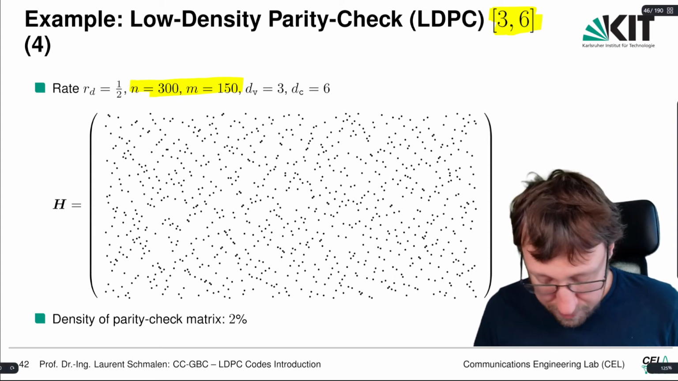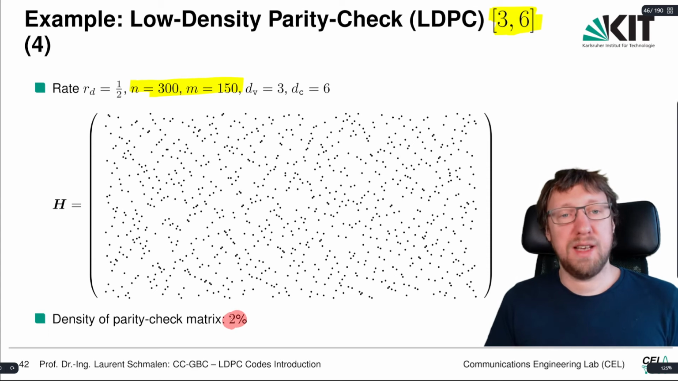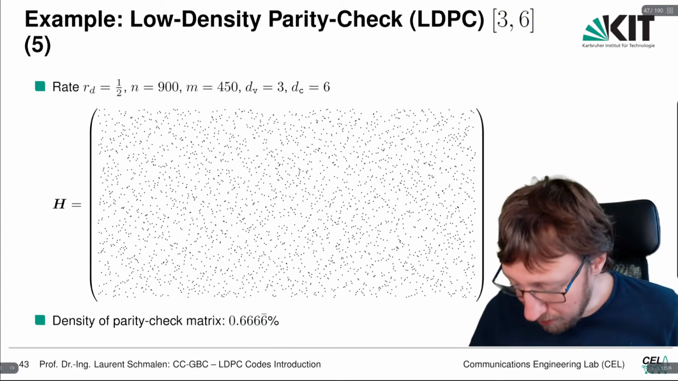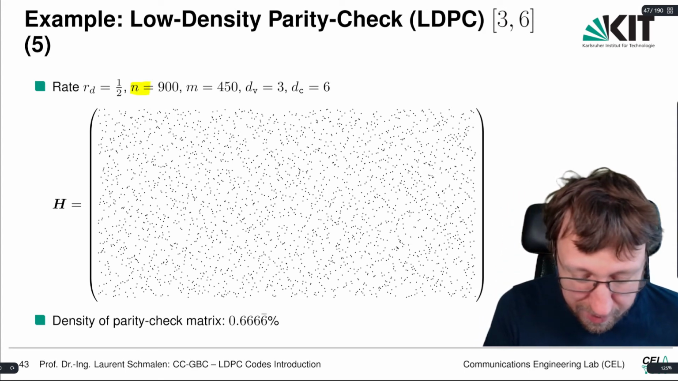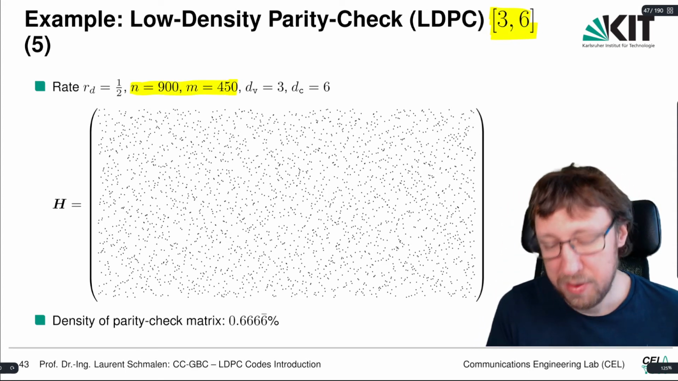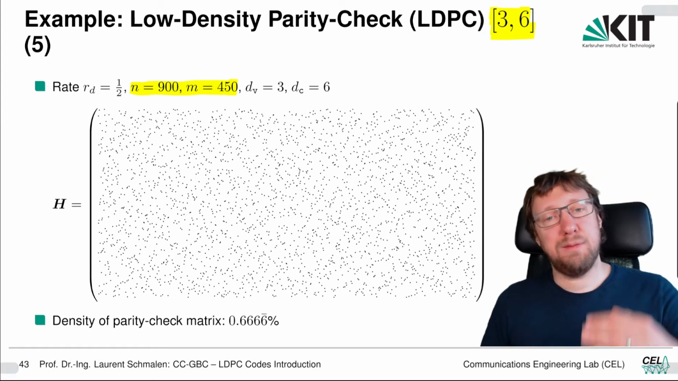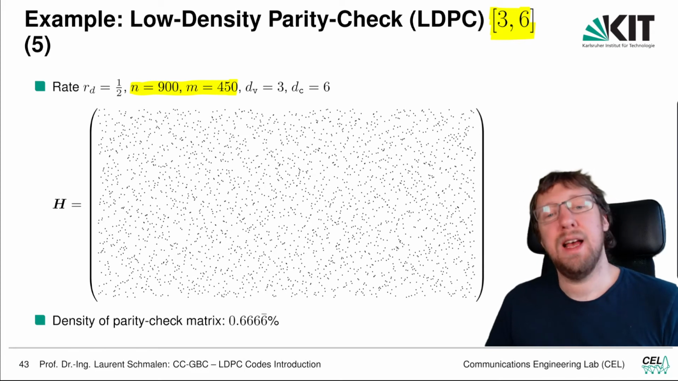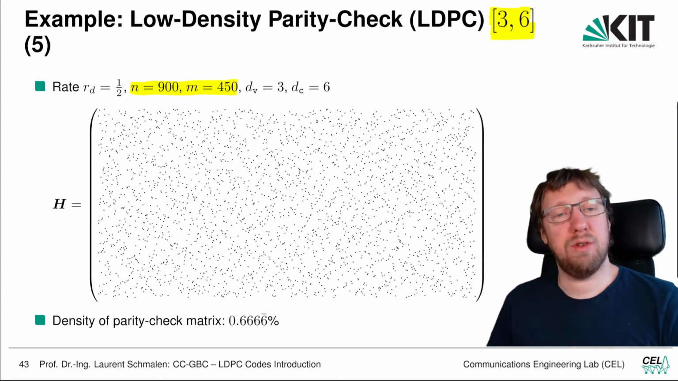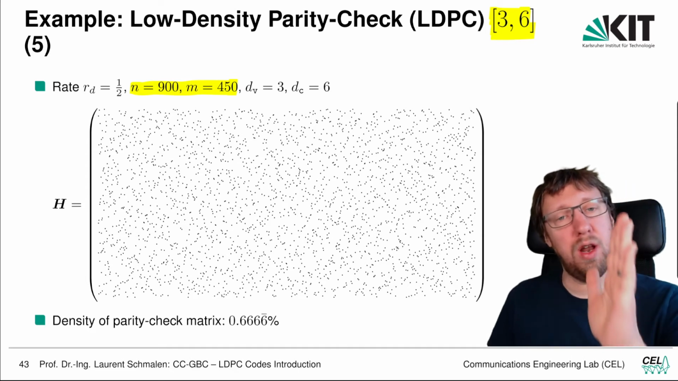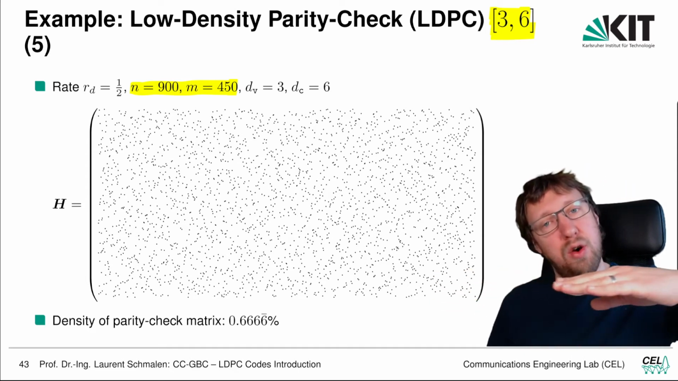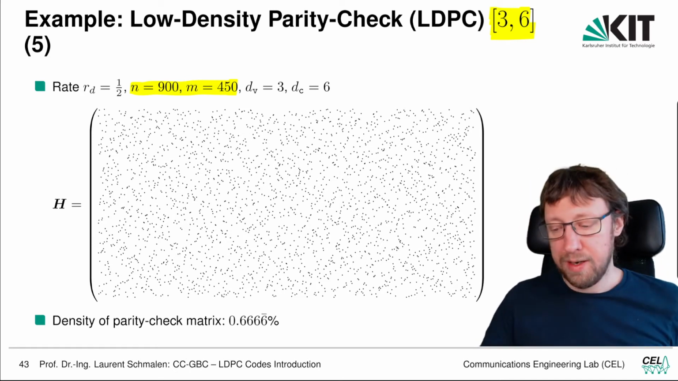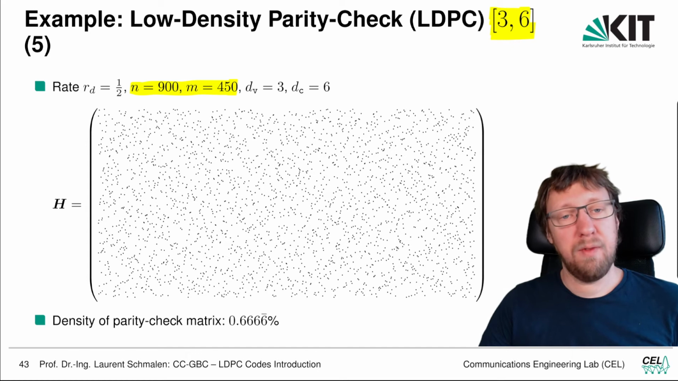And density is 2%. Can we go one more? Yeah, we can go one more. So now n is equal to 900, m is equal to 450, parameters are 3, 6, and the density is below 1%. So less than 1% of the parity check matrix are equal to ones. The rest are equal to zeros. Again, every column, 3 ones, every row, 6 ones. So that's an LDPC code. That's the simplest LDPC code.